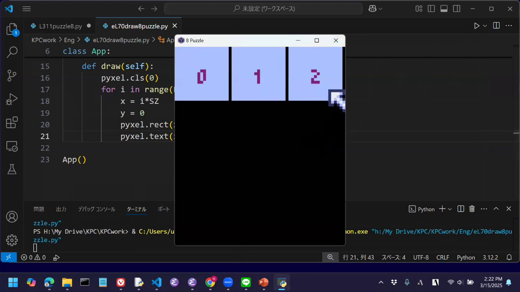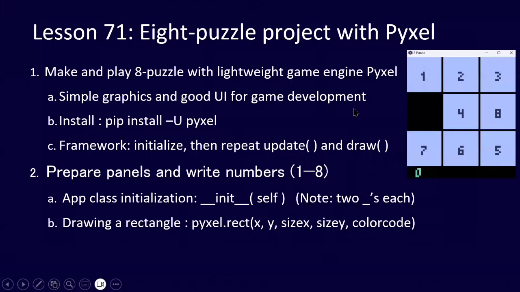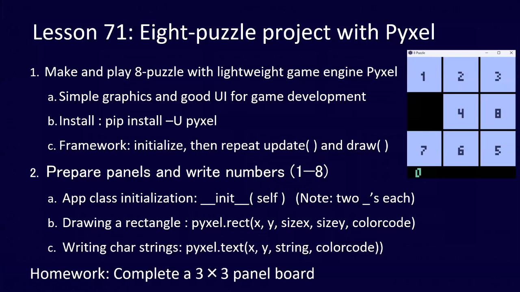Okay, fine. So maybe this is a good introduction to starting with Pyxel, drawing with Pyxel. We used the rect function and also the text function. For next work, maybe homework: try to complete a 3 by 3 panel board like this using these functions. We'll come back here and then draw something more about 8 puzzle.